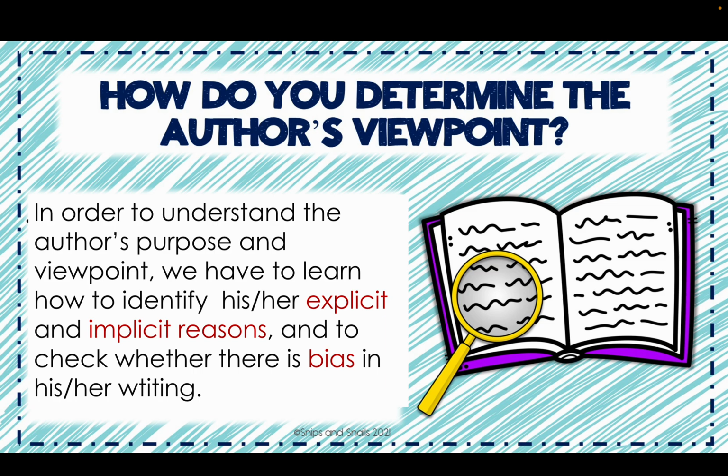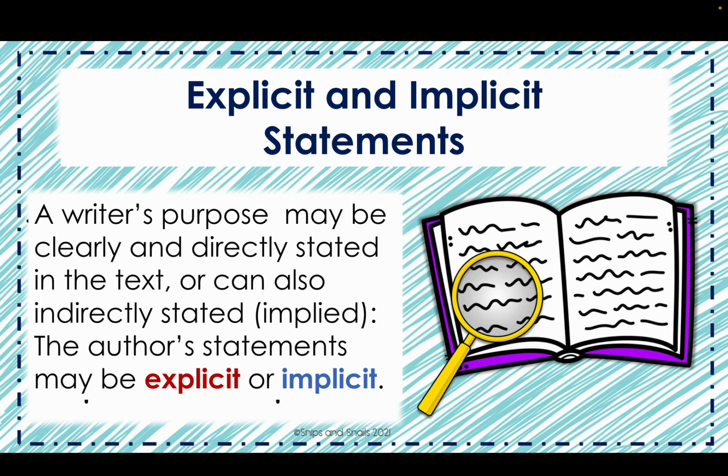So, in order to understand the author's purpose and viewpoint, we have to learn how to identify his or her explicit and implicit reasons. So, take note of those terms and to check whether there is bias in his or her writing. A writer's purpose may be clearly and directly stated in the text, or can also be indirectly stated. So, when an author's statement is directly stated, we call it an explicit statement. And if the author is just hinting on what his intentions are, that's what we call an implicit statement.